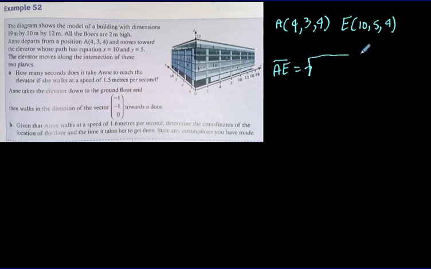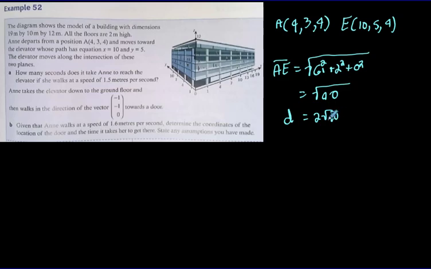And that would be 10 minus 4 is 6, so that's 6 squared, plus 5 minus 3 is 2, so 2 squared, and then 4 minus 4 is 0 squared. So this is going to be 6 squared is 36, and 2 squared is 4, and that's going to come out to 40, the square root of 40. Or you can write this as 2 root 10. Good. So that is the distance that she's going to travel.